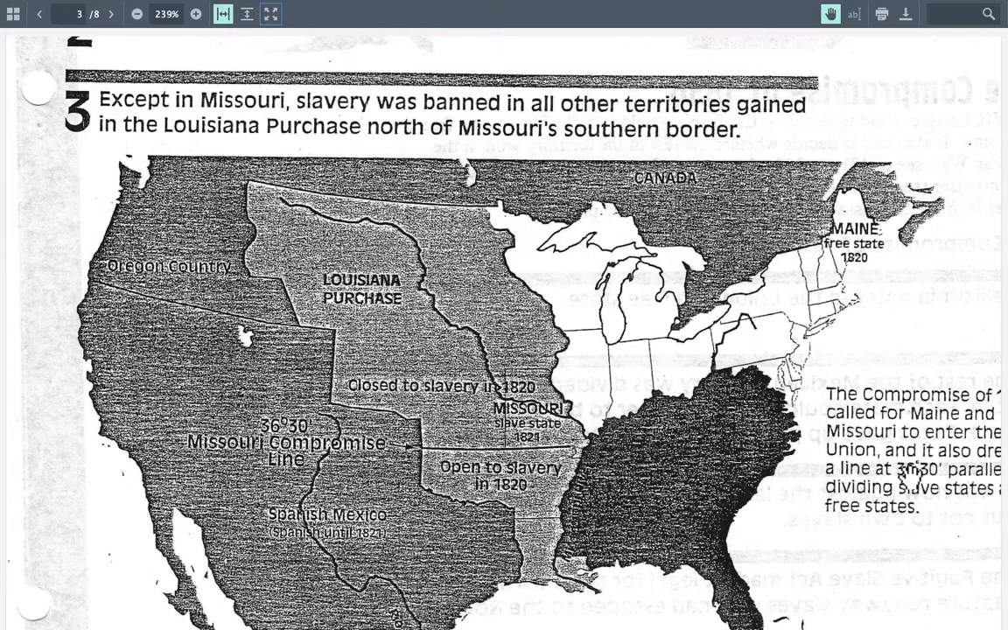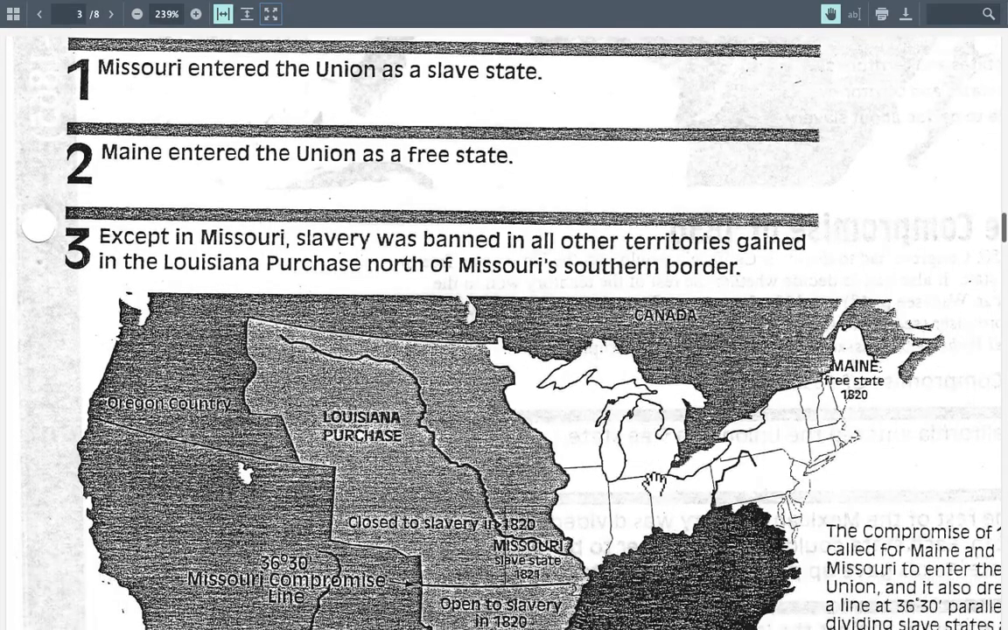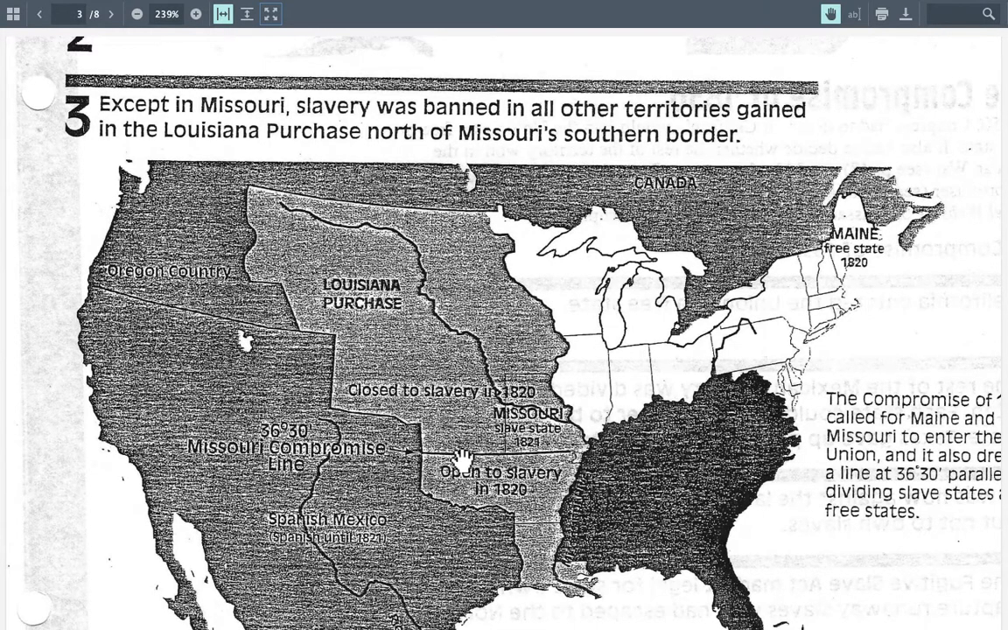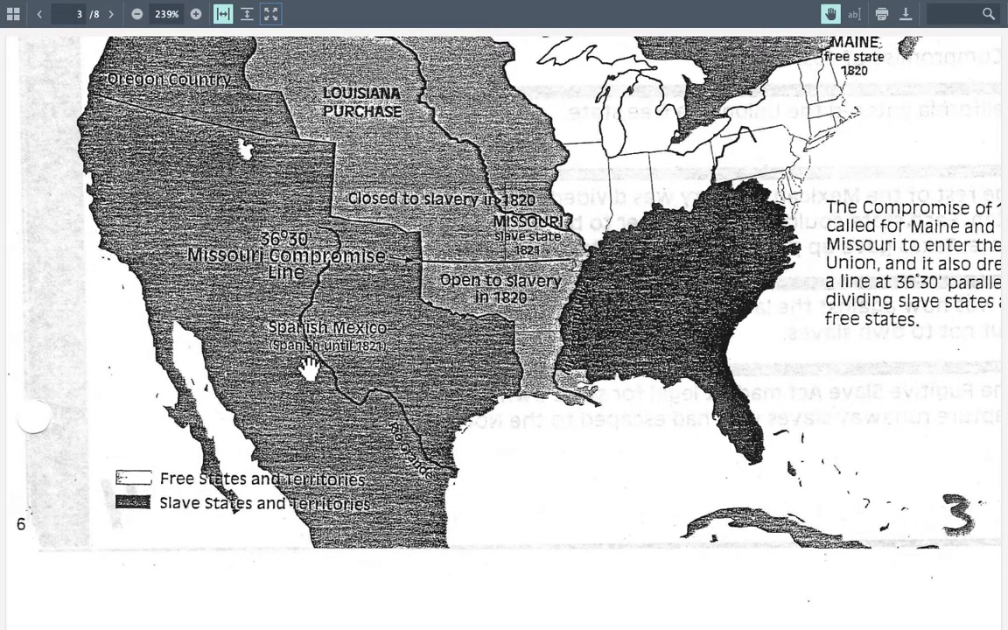Called for Maine and Missouri to enter the Union. All right, I just explained it to you. So once again, Missouri becomes a slave state right here. Maine over here enters as a free state, and in the future, any states that come to be above this line are free states, and below this are slave states. This is still all Spanish territory here, and this is Oregon country.